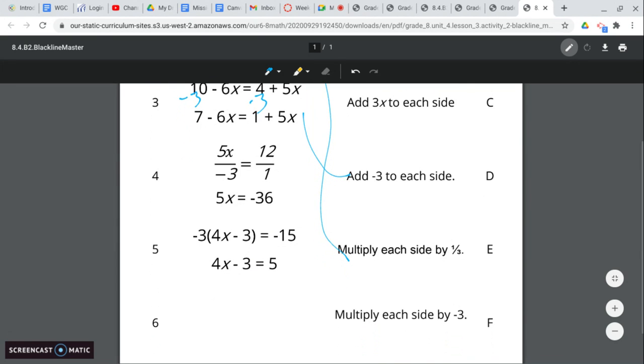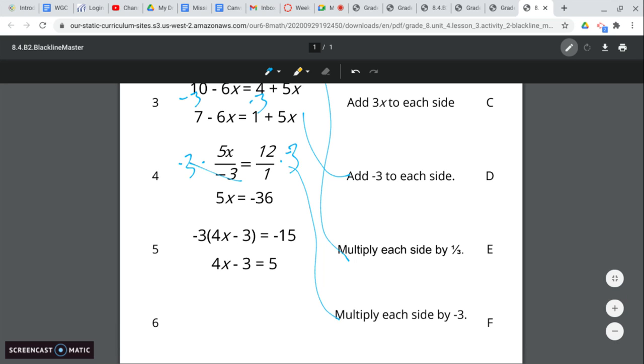All right, on number 4, we have 5x divided by negative 3 equals 12 divided by 1. We end up with 5x equals negative 36. What did we do in this one? How did we get rid of the negative 3 in the denominator? Well, to undo division, we multiply. So we multiplied both sides by the negative 3. That would cancel out. 12 times negative 3 is negative 36. That goes right there.